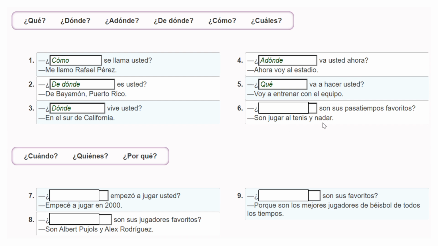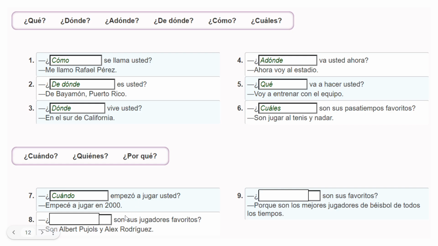Número 6. Blank son sus pasatiempos favoritos. So what are your favorite pastimes? They are to play tennis and swim. I'm going to use cuáles, okay, because I have a verb and it's a choice. If I had choices, but there was no verb and the sentence found a way to skip over the verb, it would be qué. Okay, down below, sorry. Empezó a jugar usted, blank, you began to play. Empecé a jugar en 2000, I began to play in 2000. So this has to do with time, so cuándo.